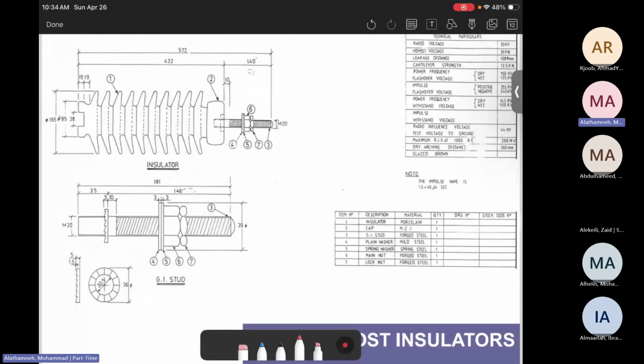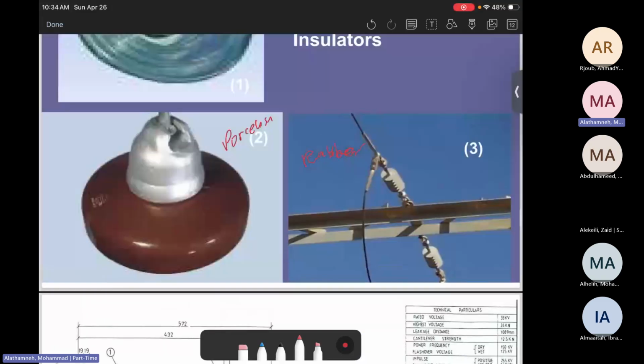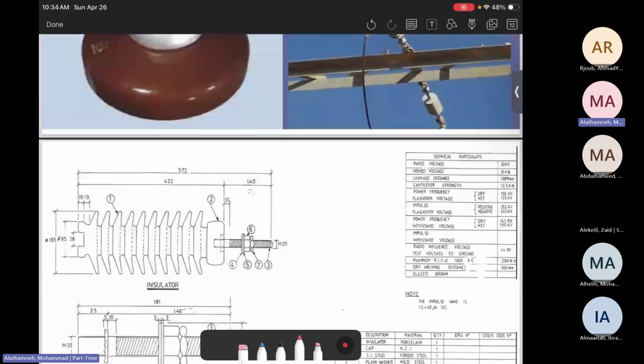Here is how the insulators look. We can see the number of discs depending on the voltage. The number of insulation discs in 33 kilovolts is, of course, larger than the number of discs in 11 kilovolts. So when you increase the voltage, the number of insulation discs will increase, of course.